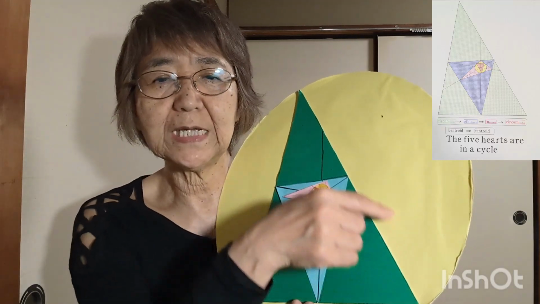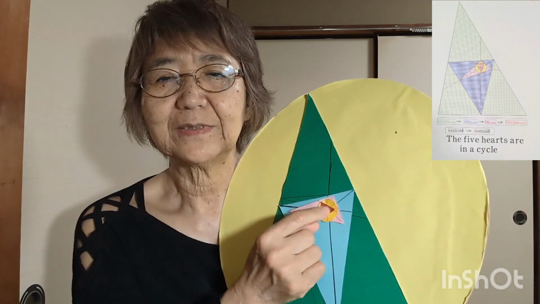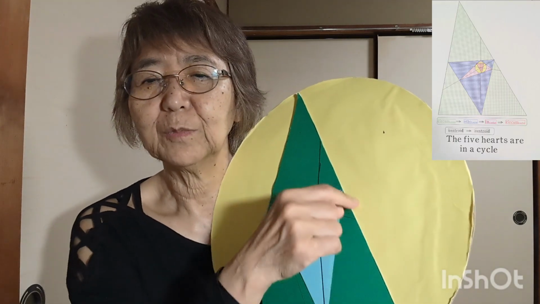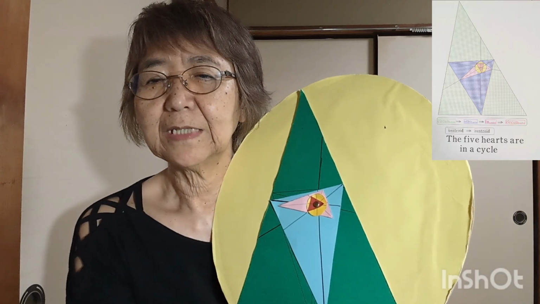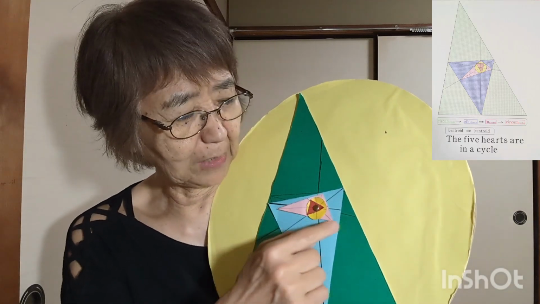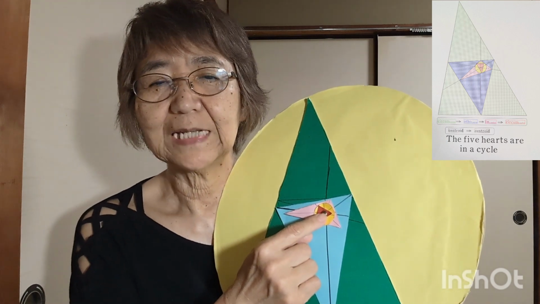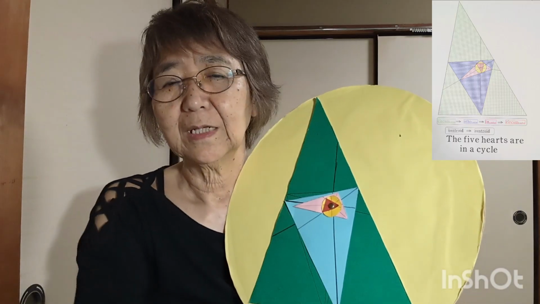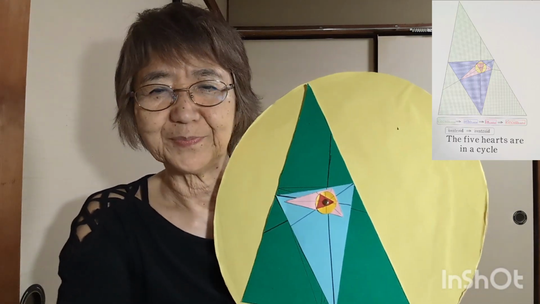Circumcenter of the green triangle. Next, orthocenter of the blue triangle. Next, incenter of the pink triangle. Last, circumcenter of the red triangle. These points are the same point.